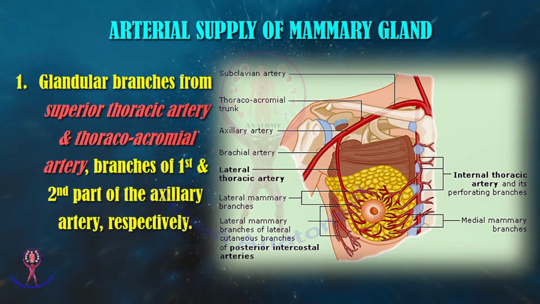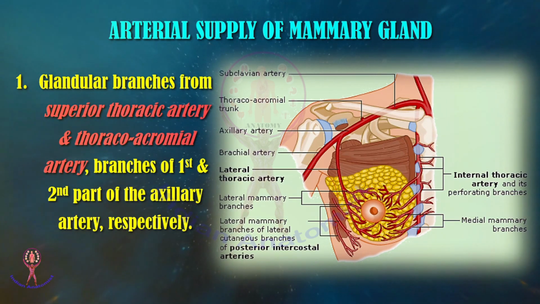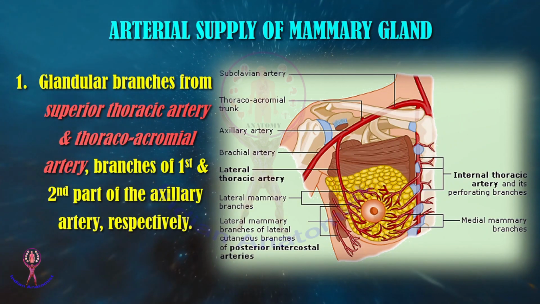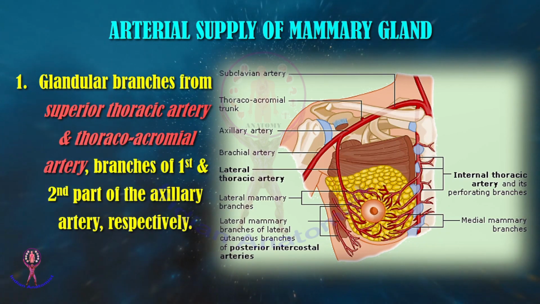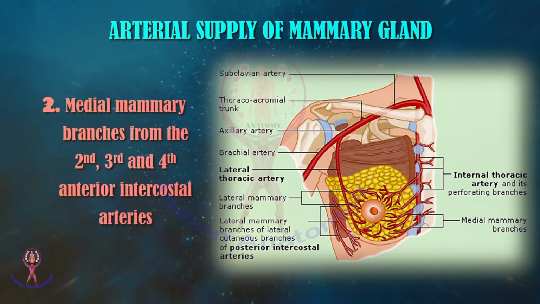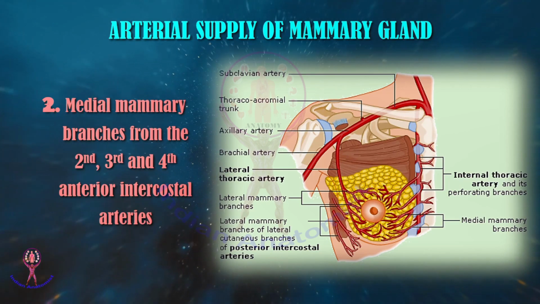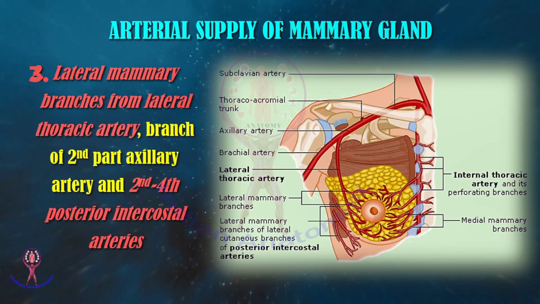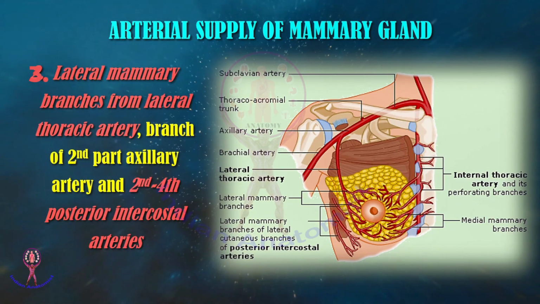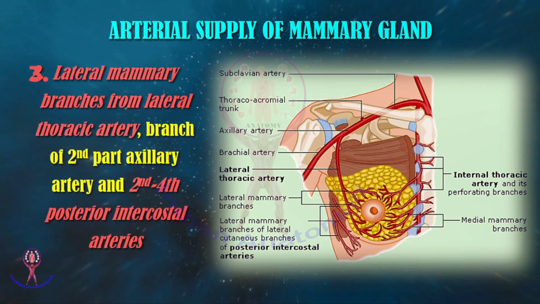The gland is richly supplied by many arteries that come from superior, medial, and lateral glandular branches. The upper part of the gland receives glandular branches from the superior thoracic and thoracoacromial arteries. Both are the branches of the first and second part of the axillary artery respectively. The medial part of the gland receives medial mammary branches from the second to fourth anterior intercostal arteries from an internal thoracic artery. The lateral part receives lateral mammary branches from the lateral thoracic artery, a branch of the second part of the axillary artery, and second to fourth posterior intercostal arteries.